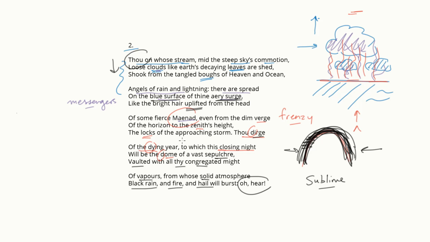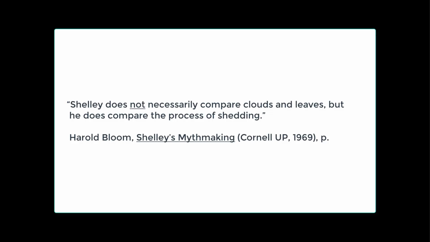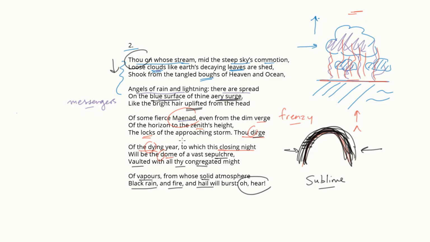So how do we respond to this? Well, one way to respond is to say, actually, the imagery makes sense, and some critics go this way. So Harold Bloom, for instance, objects to this idea that clouds aren't really falling in the same way as leaves and things like that. He says, Shelley does not necessarily compare clouds and leaves, but he does compare the process of shedding. So this verb shed, in other words, is the critical thing. There are two things that are shed, two things that are falling, and that's where the point of comparison is.